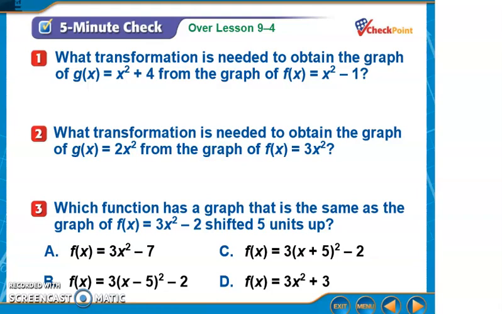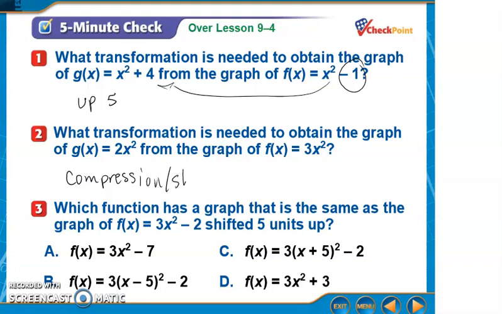Okay, so for number 1, you should have gotten a transformation of up 5 because you're going from a -1 up to a +4. Number 2, you should have gotten that this was a compression or a shrink. The reason why is we're going from this graph with a bigger number to the smaller number. So that means 3x would be the taller, skinnier one, and then you'd go down to a 2x, which is like that. So the smaller the number, the wider it gets. Number 3, the answer to this one, you should have gotten D.